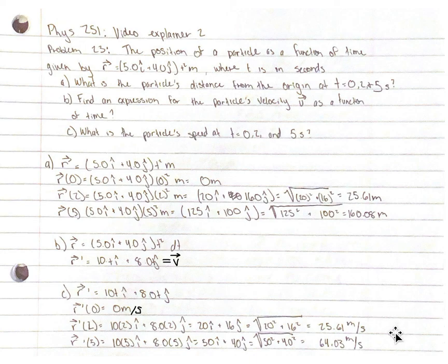For time t equals 2, when we plug in 2 for t, we get 20 i hat plus 16 j hat, and then we use the same conversion as before, so we take the square root of the squares of the parts, so we get 20 squared plus 16 squared equals 25.61 meters per second, and when we do this for time t equals 5, we get 64.03 meters per second.